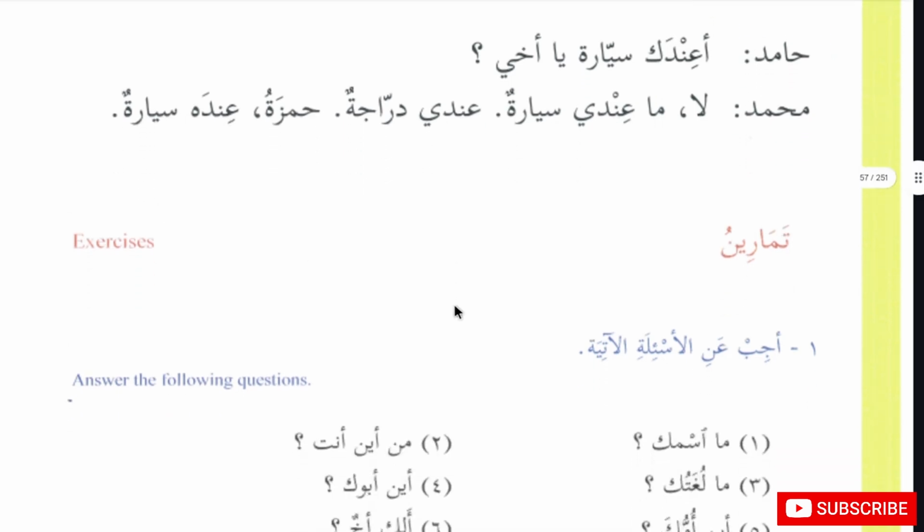Ma here is for negation, so we're saying no. Ma indi, I don't have a sayara, a car. Indi, I have a daraja, a bicycle. Indahu means with him, or he has sayaratun, he has a car. Sorry, it's male. If I said indaha, it means that she has a car.